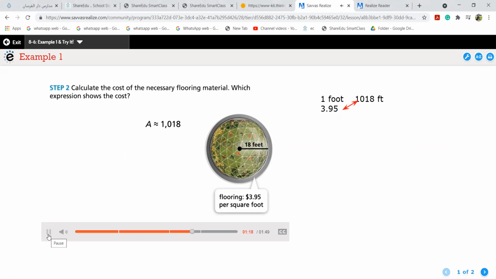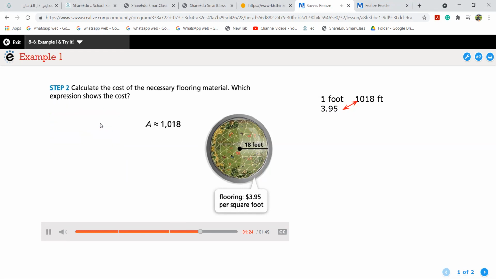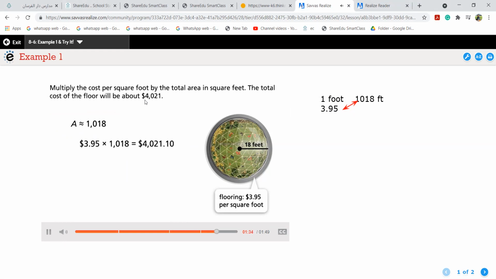The next step is to calculate the cost of the flooring material needed. Which expression shows the cost? Select your answer. What do you think? What did I tell you? One foot is $3.95, so 1018 will be 3.95 times 1018. Multiply the cost per square foot of the flooring material by the total area of the floor in square feet. The product is equal to the total cost of the floor, which will be about $4,021.